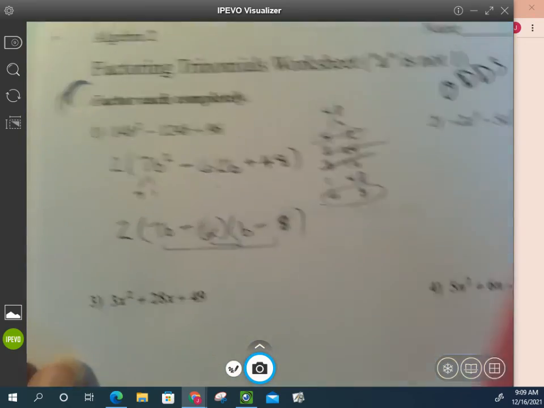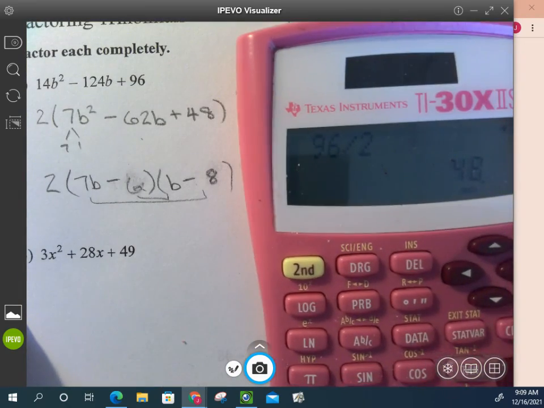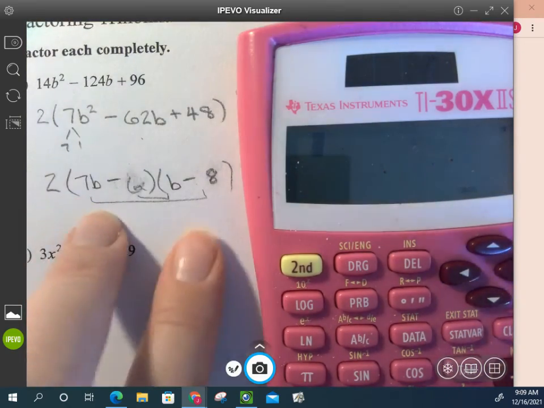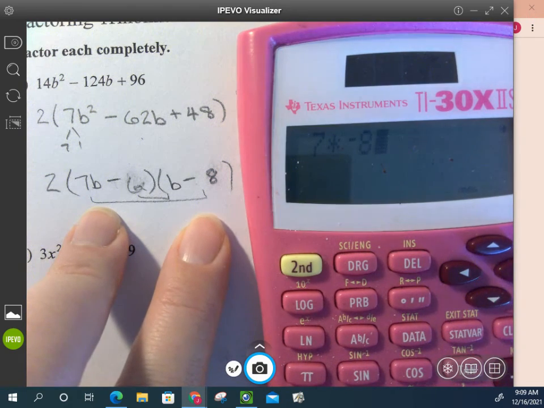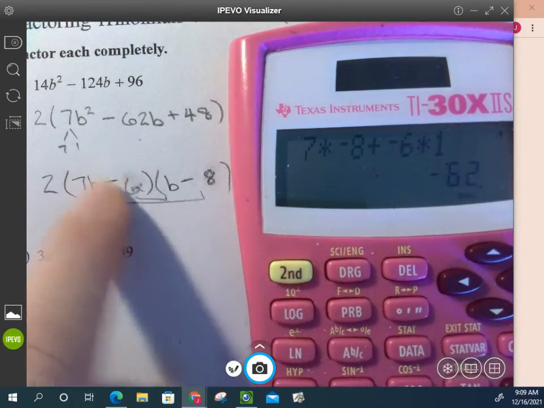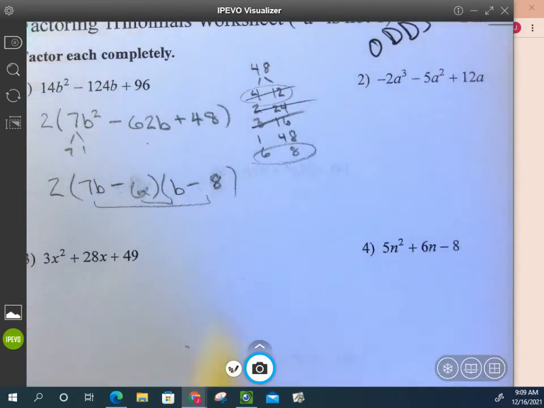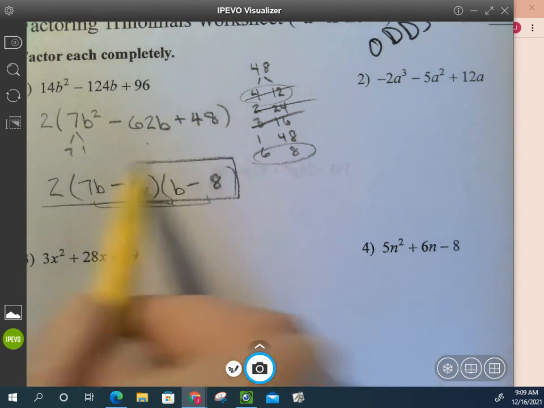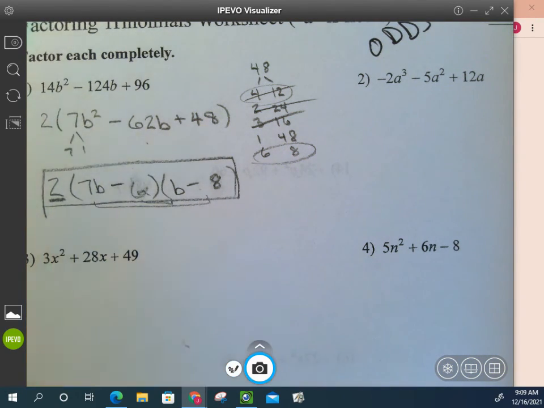So what am I talking about? If you're not wanting to do this all in your head, I'll have a lot of people who will just take, okay, 7 times negative 8 plus negative 6 times 1. And they'll just type it in the calculator. And that's how they do their trial and error. So it's going to take some effort. And always, always take out your GCF.